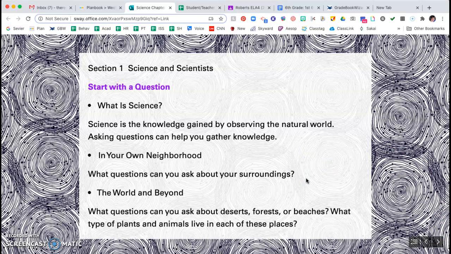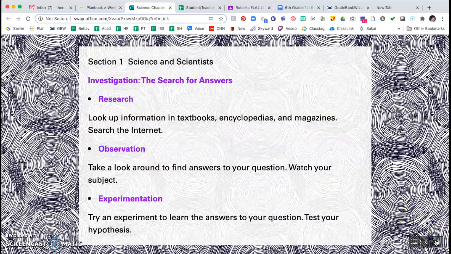I know in past years, some of my kids would ask, why is the sky blue? I mean, have you ever thought about that? Science can answer it. What about the world beyond? What are some questions you can ask about deserts, forests, or beaches? What about the types of plants and animals that live in each of these places? These are all things that we're going to cover this year in 6th grade science.